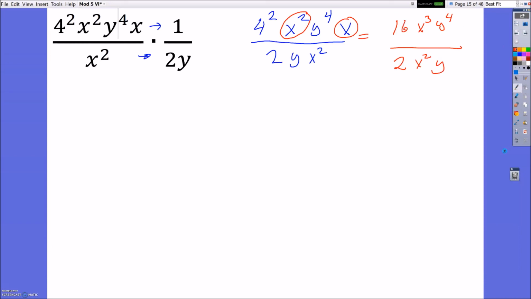Now I'm just going to treat numbers like numbers. So what do I mean by that? I have 16 divided by 2. I don't subtract these because they're just numbers. They're not exponents. So 16 divided by 2 is 8. I have x to the 3rd power on the numerator, x to the 2nd power on my denominator. I'm going to subtract those. I'm going to put x on the numerator because I have more, 3 is a higher exponent than 2. And lastly, I'm going to have y to the 4th all over y. I'm going to subtract those to have y to the 3rd power.